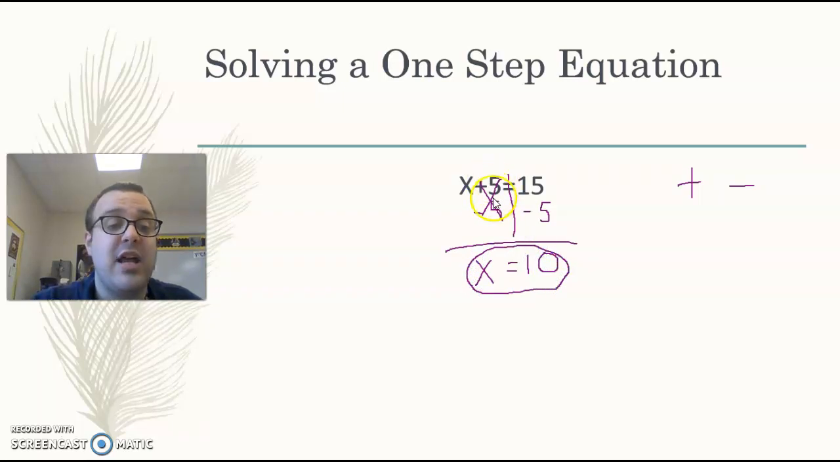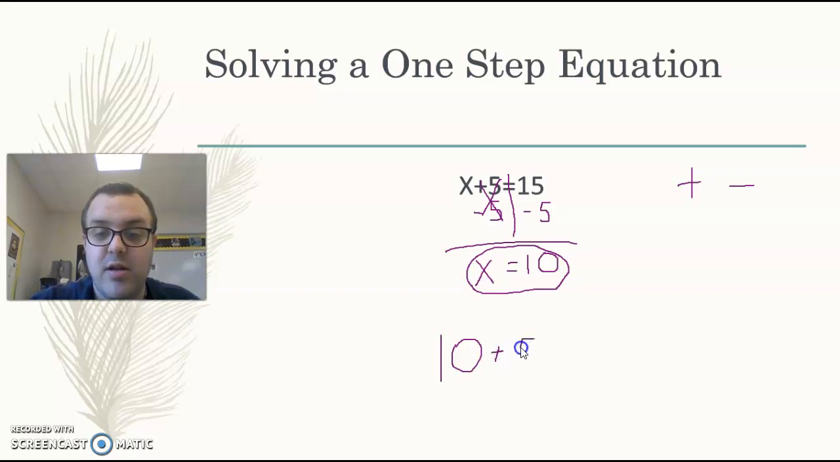Now, the work that I showed is really important so that somebody else can come and look at this and see, oh yeah, this is how you get that x equals 10. But what's also important is I need to check my answer. Let's make sure that this answer is actually correct. How do I check it? Well, in order for it to be a solution, it has to make my equation true. So let's plug it back into this equation and make sure that it actually makes it true.